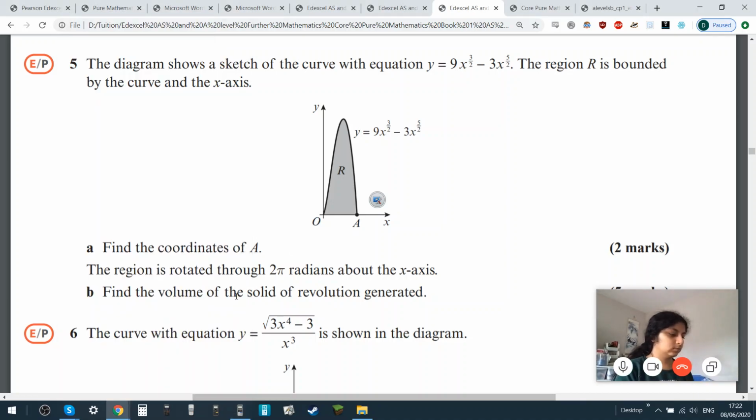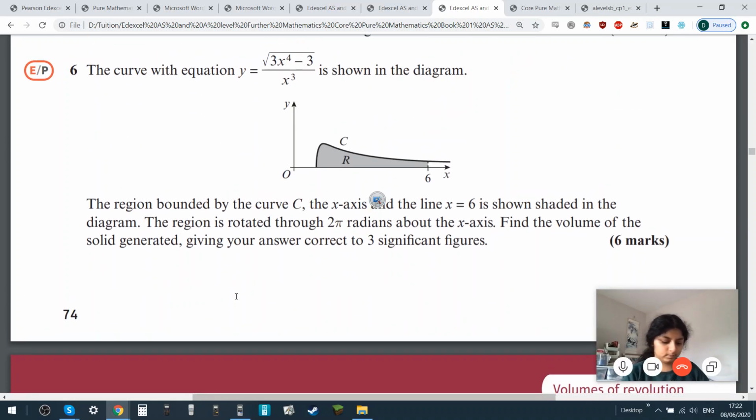Question 5. The region is rotated. Find the volume of solid revolution. I think you're okay for this? Yeah. Okay. Question 6. They're making it more weird, but you would have to find the root. Mm-hmm. How would you find the root? Just make y equal to 0 and then solve. Yeah. Go on, solve it.